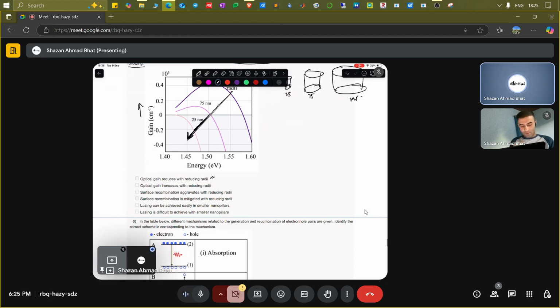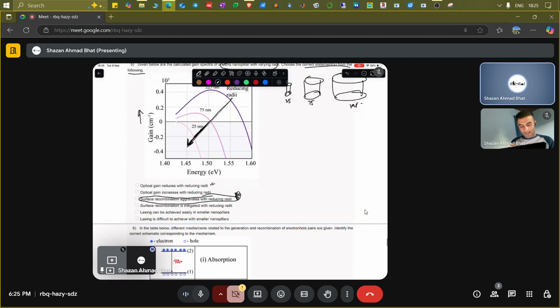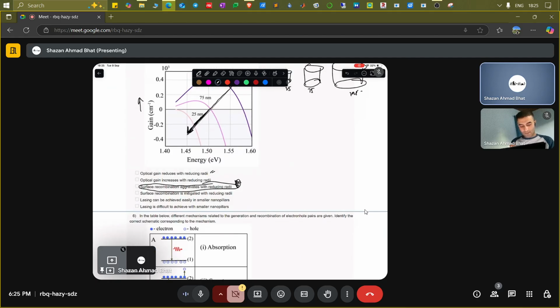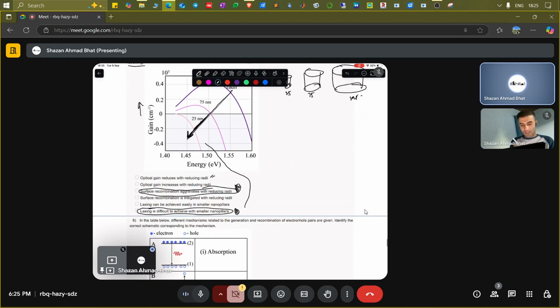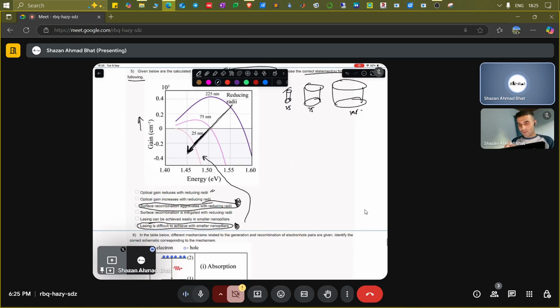And another is surface recombination aggravates with reducing radii. That's what I talked about in the surface recombination. And lasing is difficult to achieve with smaller nanopillars. Why? Because the gain is reduced. And another reason is because the interaction area in the smaller nanopillars is smaller, so you have difficulty in lasing. So it is difficult to get the stimulated emission.